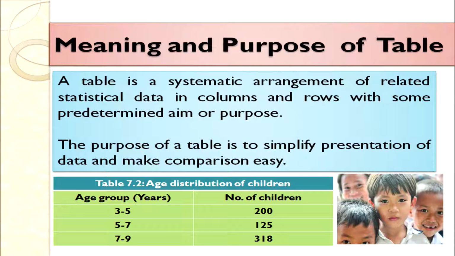Let's discuss the meaning and purpose of a table first. What is a table? A table is a systematic arrangement of related statistical data in rows and columns with some predetermined aim or purpose. That means here we are systematically arranging related statistical data in rows and columns, and this is done for a predefined purpose.